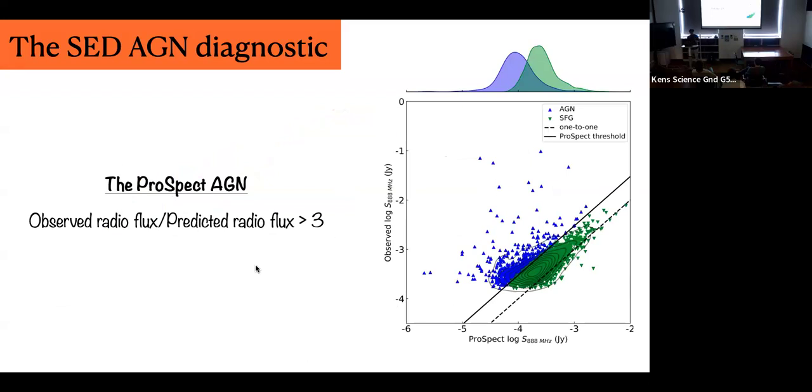So if the observed radio flux, the blue data point we had in the previous plot, over the predicted radio flux, the black one, is greater than 3, then such galaxies might be hosting a radio AGN. That criterion is shown here in the solid black line. And every galaxy above this line, shown here as blue triangles, those are the radio AGN. That's the first part of this SED fitting. We have defined an AGN diagnostic tool for radio AGN.